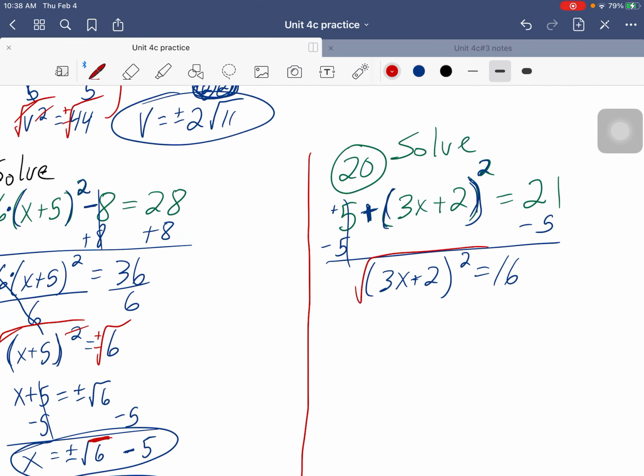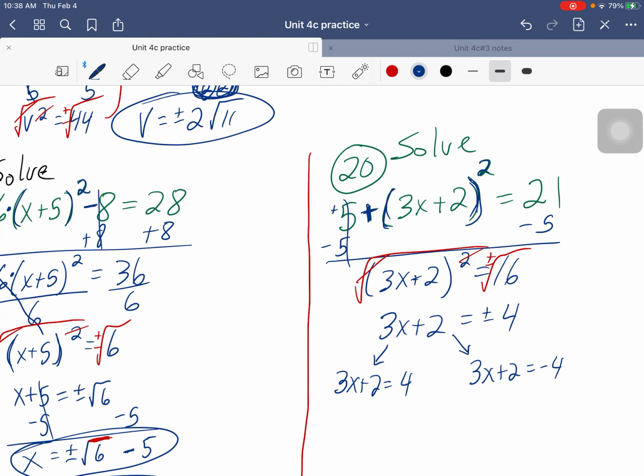Square root of both sides to uncover, or take care of, the opposite operation of the square. So we have 3x plus 2. We don't need the parentheses anymore. Oh, don't forget that plus minus, Mr. Johnson. So you have the plus minus. Square root of 16 is 4. At this point, because we have a positive 4 and a negative 4, I'm going to actually break this up into 2 problems. We have 3x plus 2 equals a positive 4, and 3x plus 2 equals a negative 4.